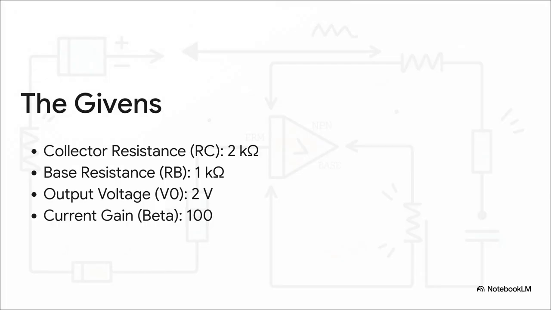Okay, so any good investigation starts with the facts, right? The givens. Here's what we know. We've got a collector resistance, RC, of 2 kilo ohms. The base resistance, RB, is 1 kilo ohm. We're seeing a solid 2 volts at the output, and, super important, our transistor has a current gain, or beta, of 100. This is our starting point.